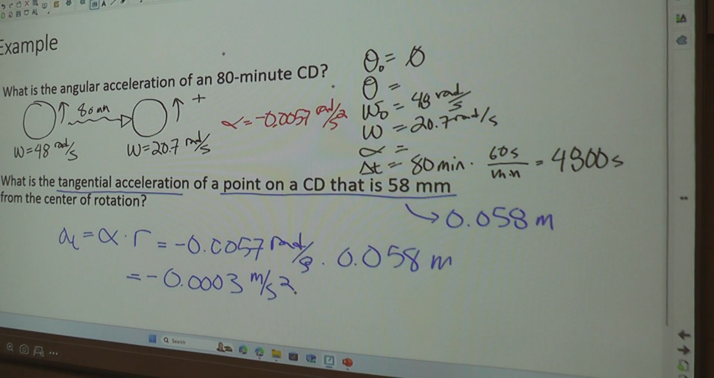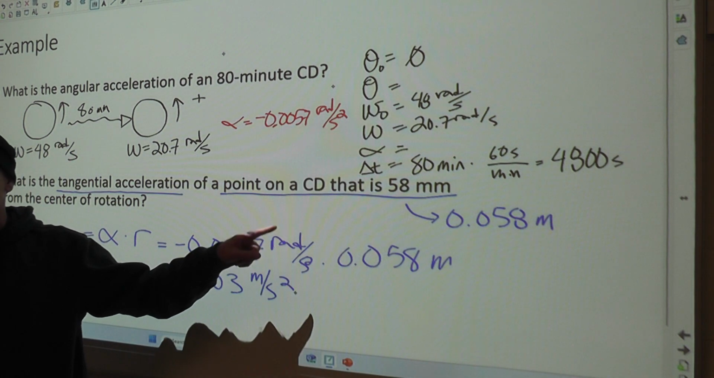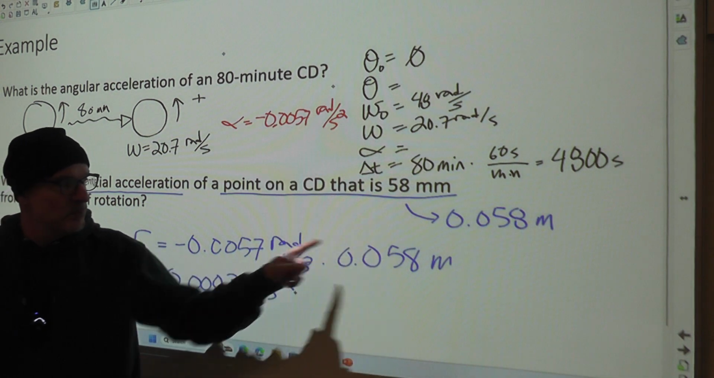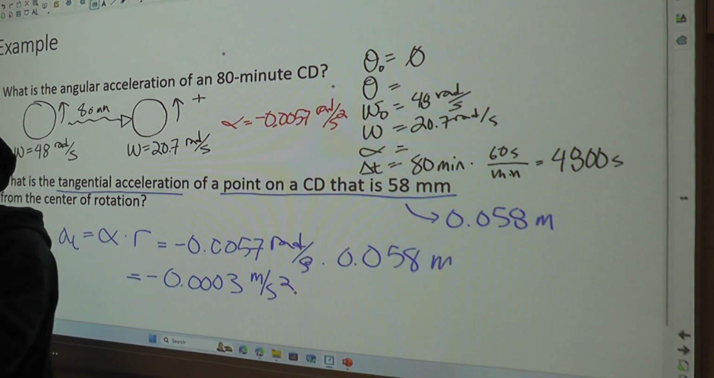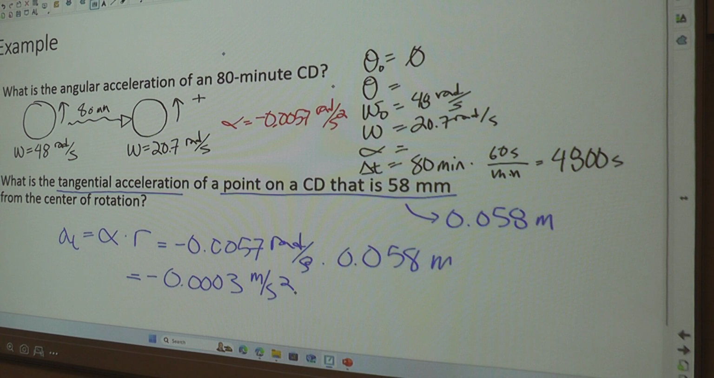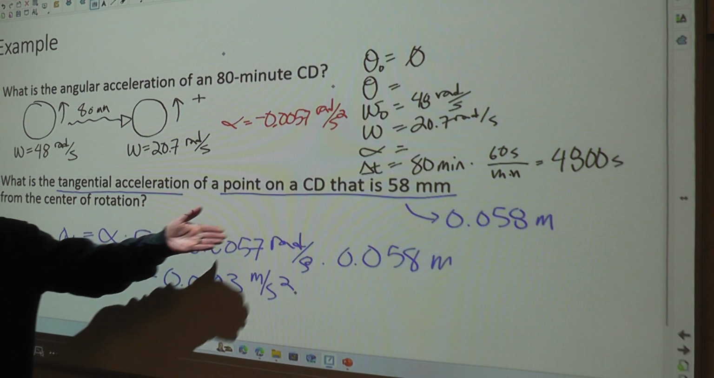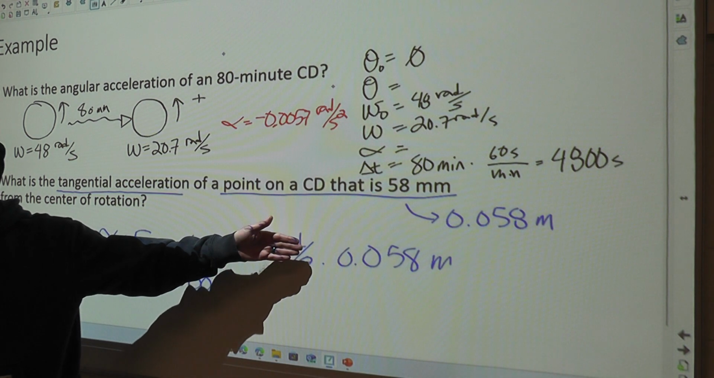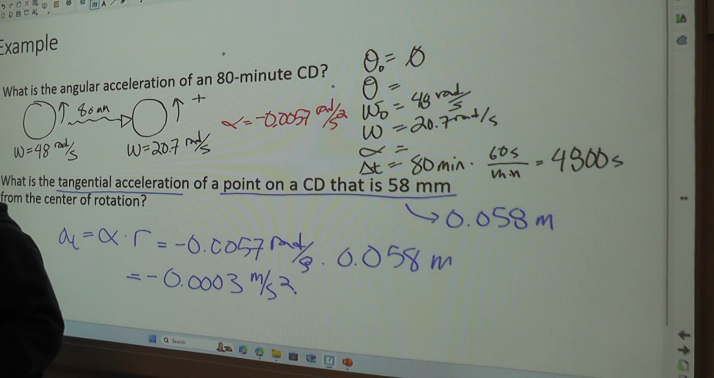And if you do the units here, you'll realize the actual multiplication would give us radian meters per second squared, but a radian is a unitless ratio. So we can just ignore it, pretend it's not even there, and we get meters per second squared.